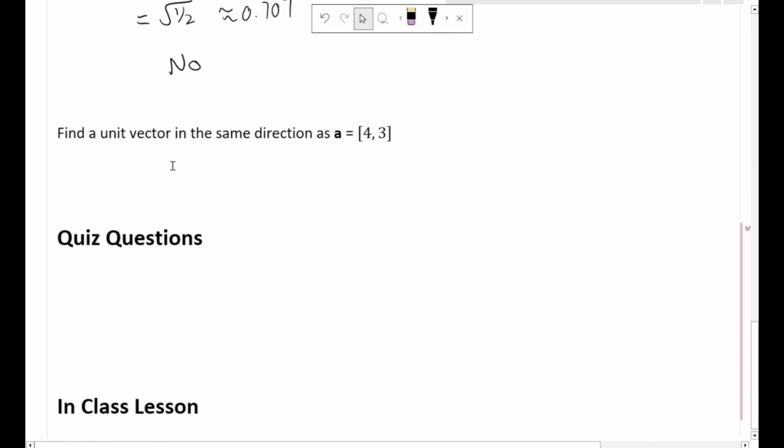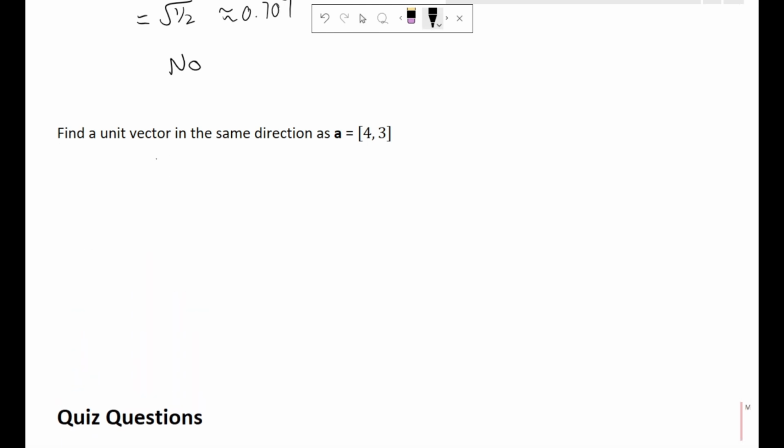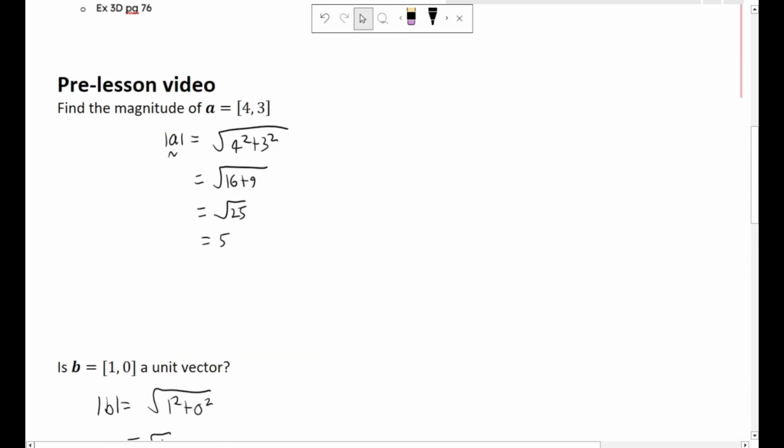All right, find a unit vector which is in the same direction as that vector. Fun fact, this is the vector we looked at just before. We figured out before that mod A was 5. I think we figured it out just up here.